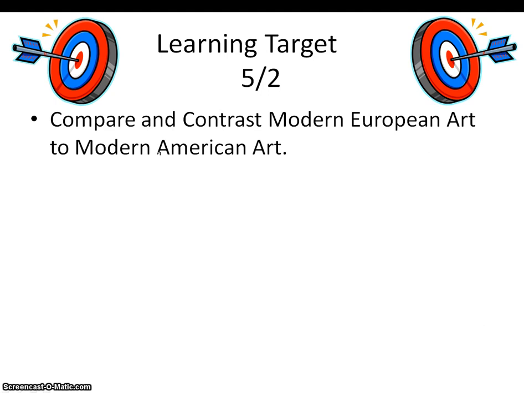So, your learning target for today is to compare and contrast modern European art to modern American art. In our lecture, we will look at a few European artists and a few American artists. We'll see some artistic styles that they created and some famous paintings that they did, even architecture. Make sure that you have this written down for today, Wednesday, May 2nd: compare and contrast modern European art to modern American art.